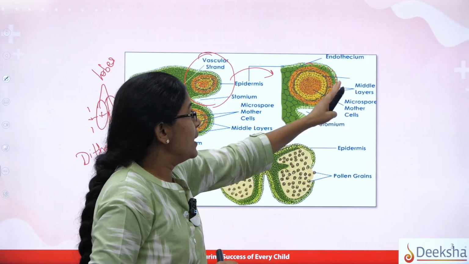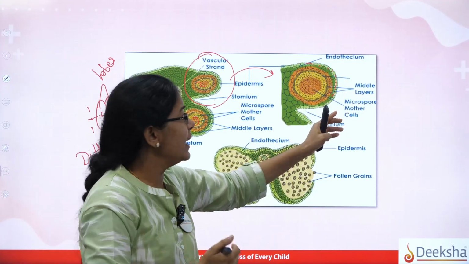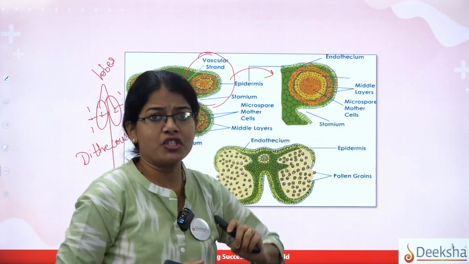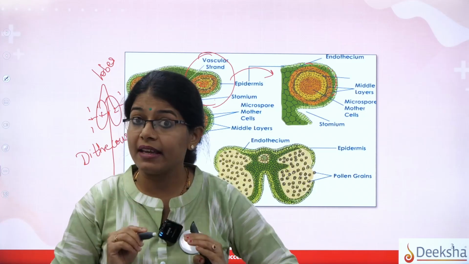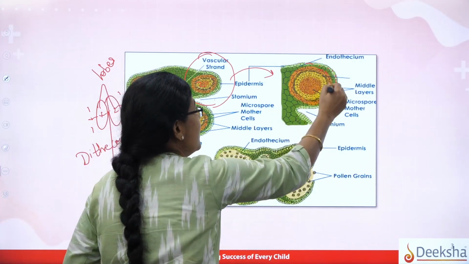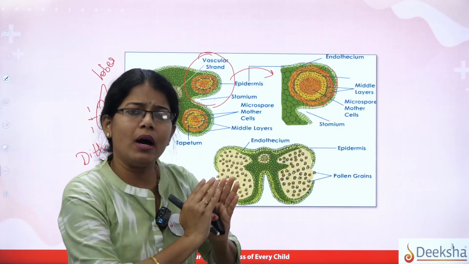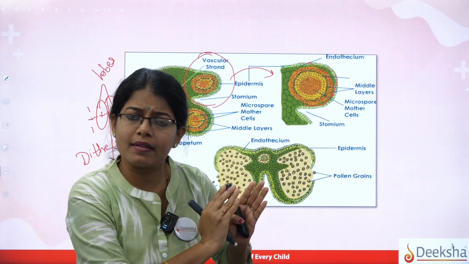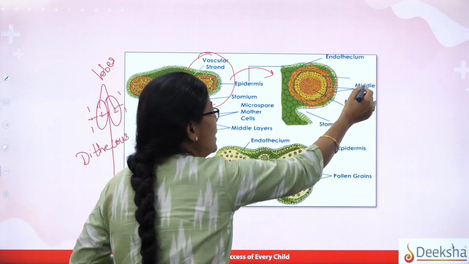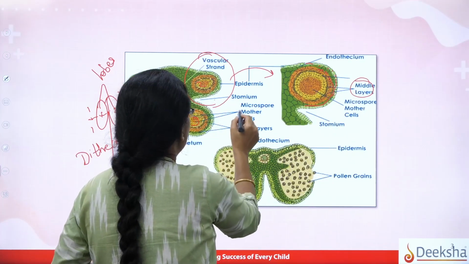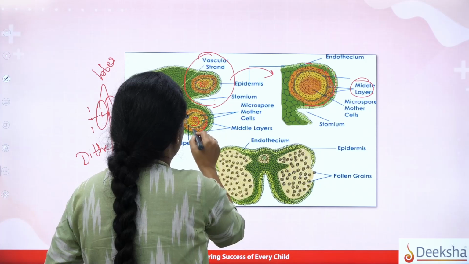Then see what comes next. Just beneath the epidermis you find something called what? The endothecium. Endo means present inside. So it will be present here, right? Just go ahead, what do you find? It is the middle layer. Look here, the middle layers which are represented here in this format. So here again you find the middle layers.